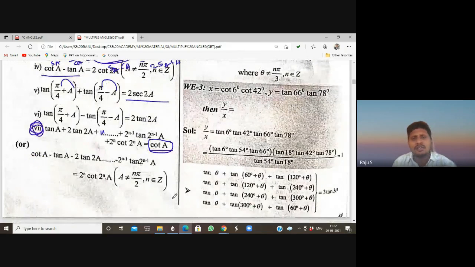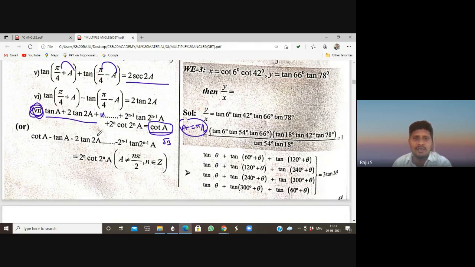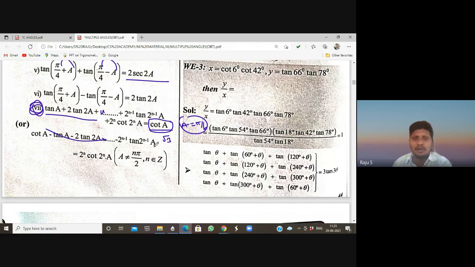Take some angle and you can check it; cot A will be there. Let A be 30 degrees, pi by 6. What is cot 30? Yes, root 3. Then substitute the same 30 on the left side and check this. Surely it will become root 3 alone. But it is a finite series they have given. In the same way, you have to remember this.